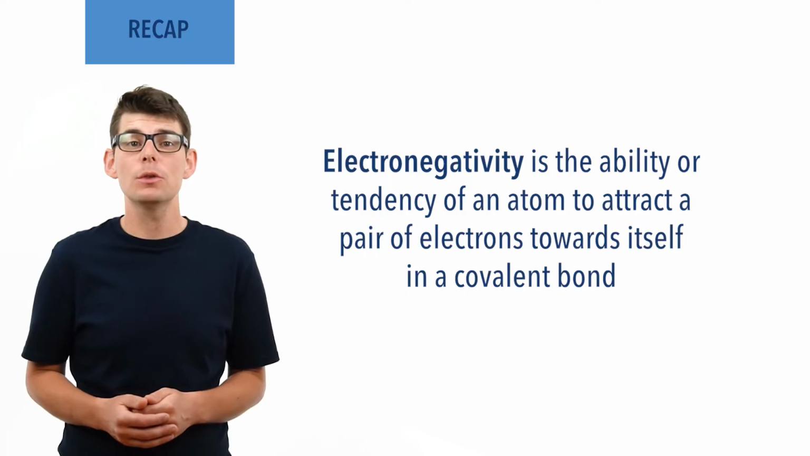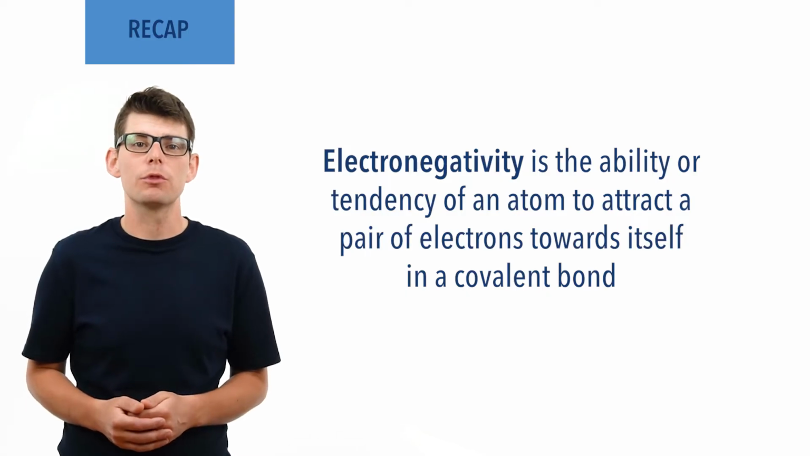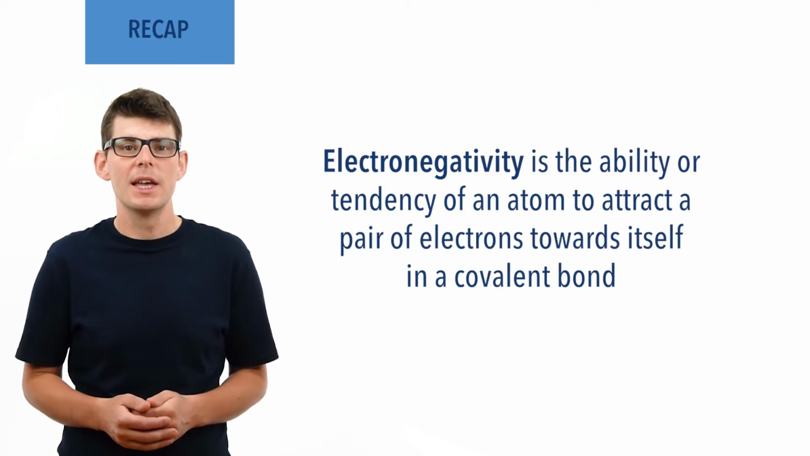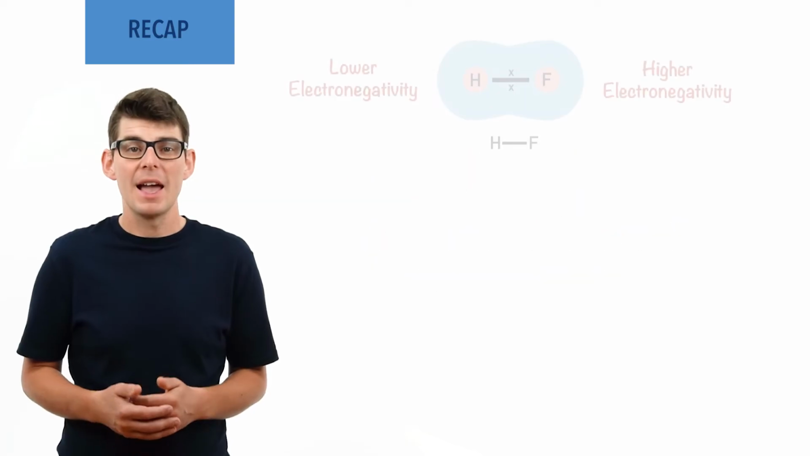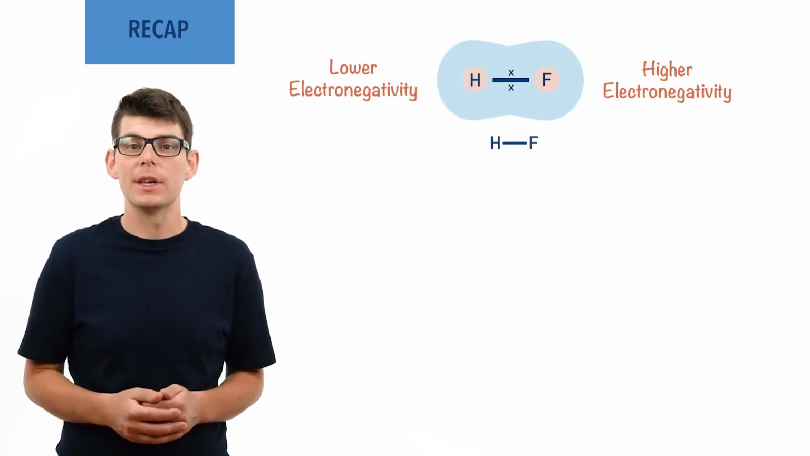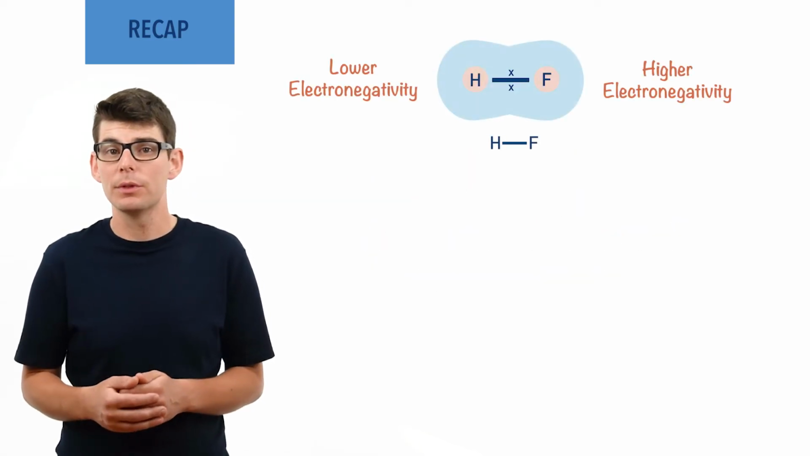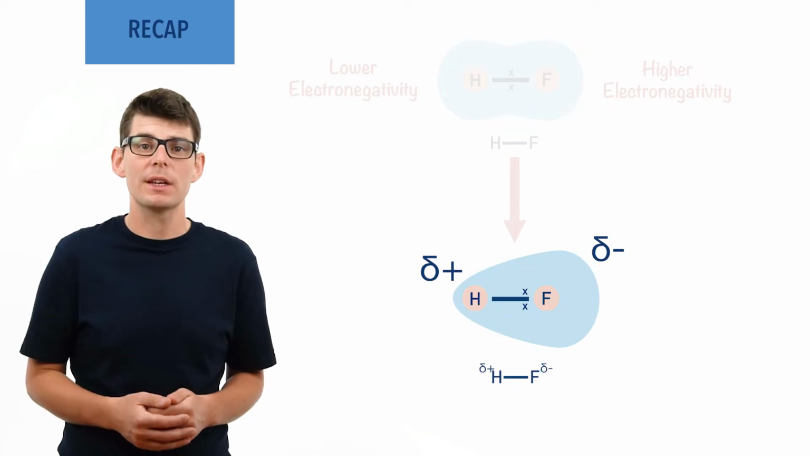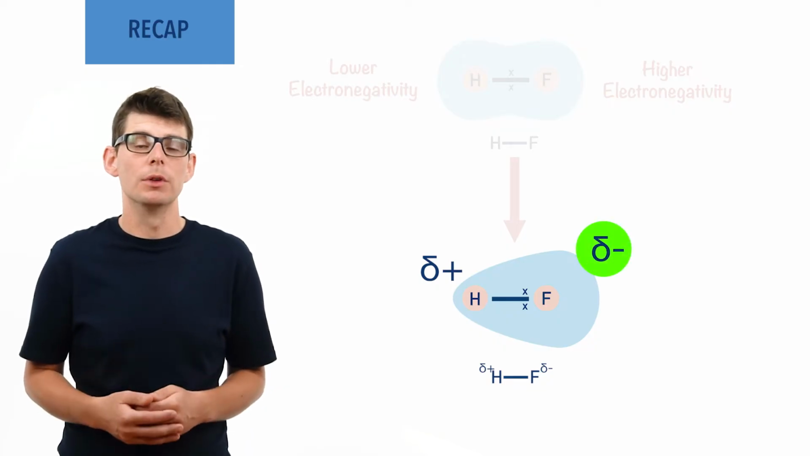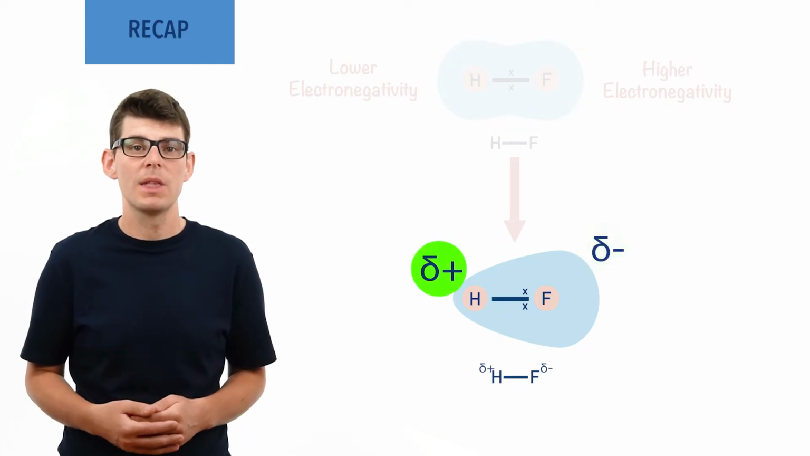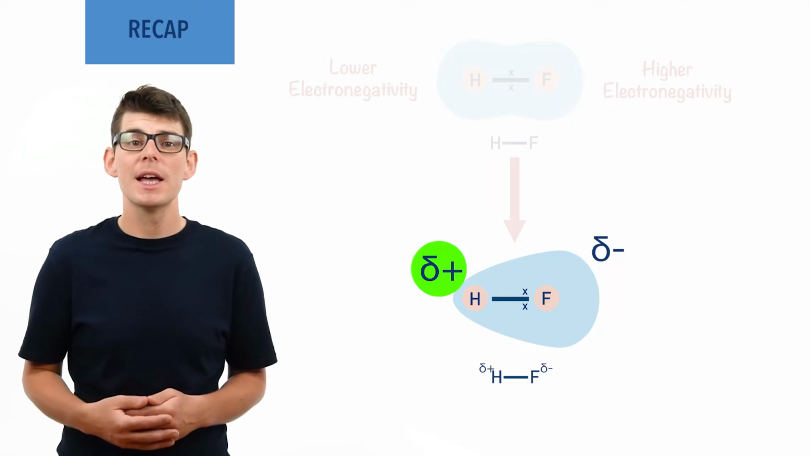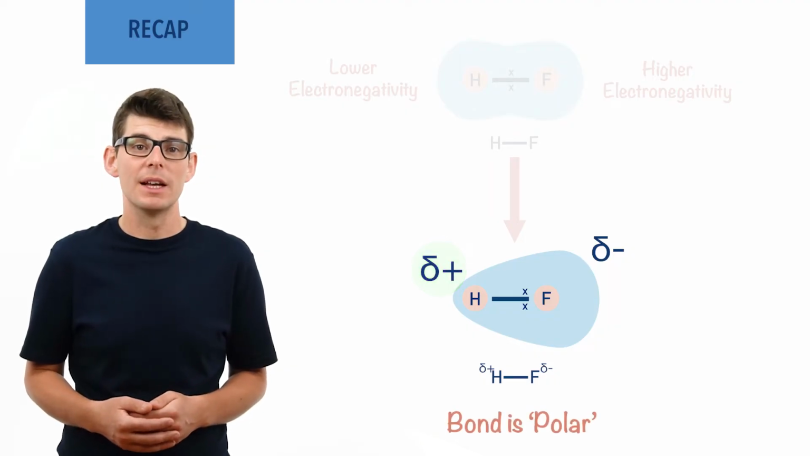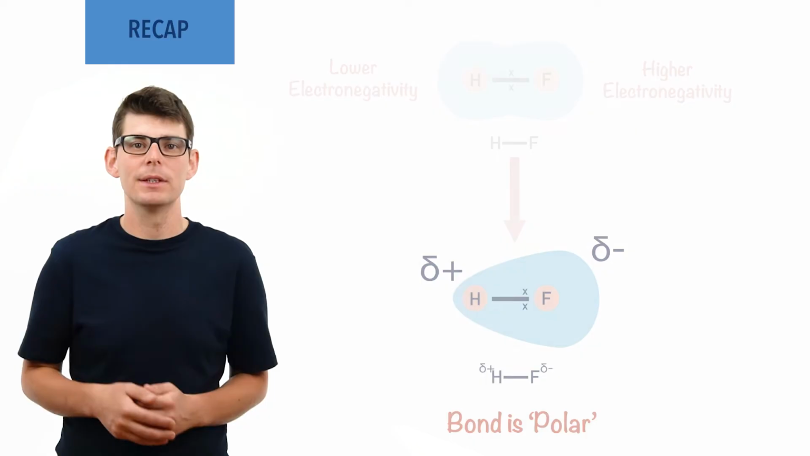Electronegativity is the ability or tendency of an atom to attract a pair of electrons towards itself in a covalent bond. Atoms of elements with a higher electronegativity than the atom they are covalently bonded to can pull the electron pair slightly towards themselves. This gives the atom a partial negative charge and the other atom in the bond a partial positive charge. The bond has a dipole moment and is described as being polar, as it has a positive end and a negative end.